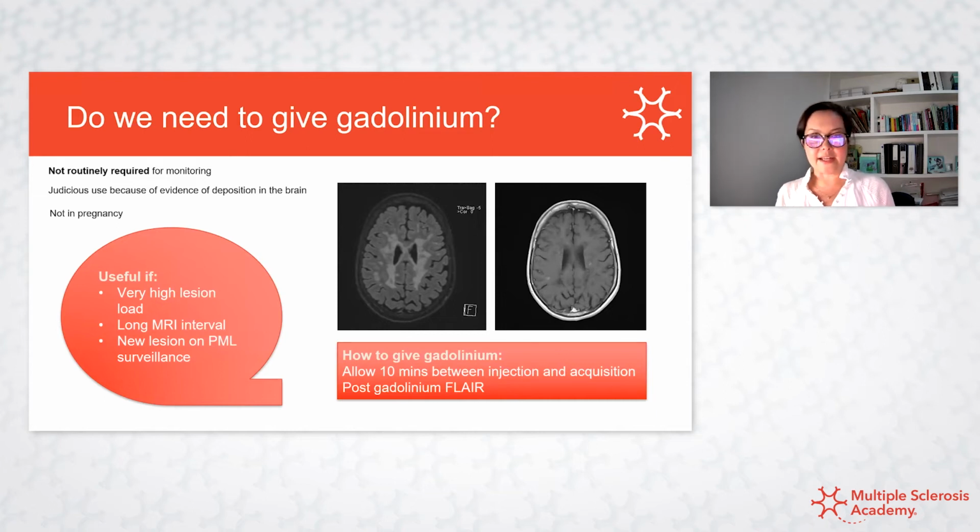But in certain patients, for example, this patient where they've got very confluent lesions, they're nearly all joined up. So to be able to spot a new lesion in amongst this is quite tricky. And in patients like this, I think it would be judicious to give gadolinium. And we don't ever do a double dose of gadolinium. We just give a single dose of gadolinium.